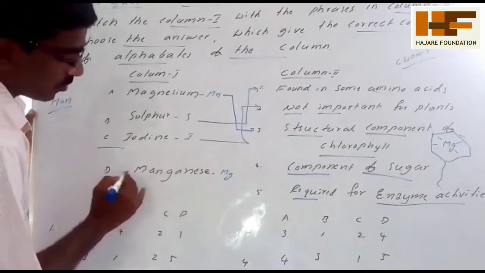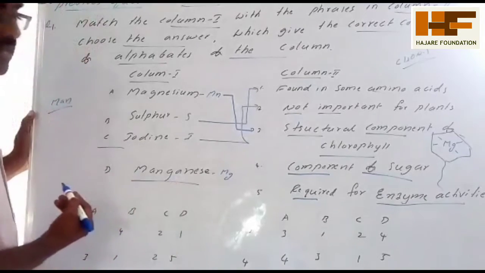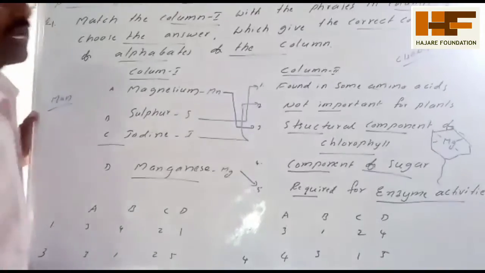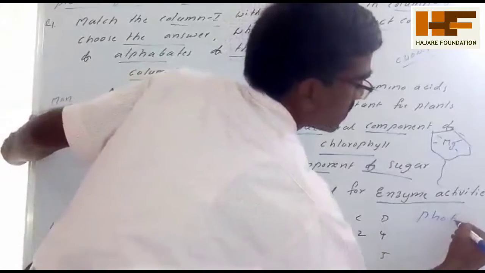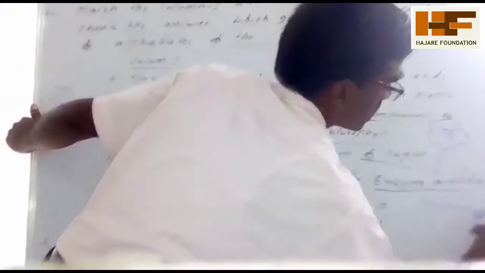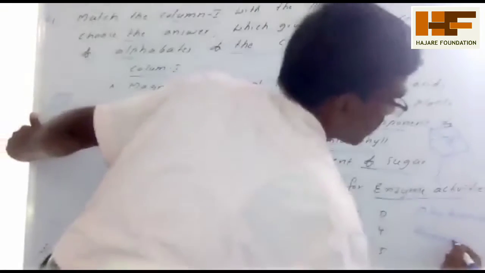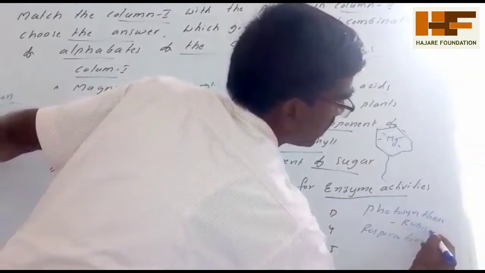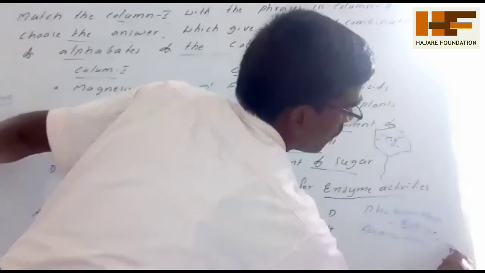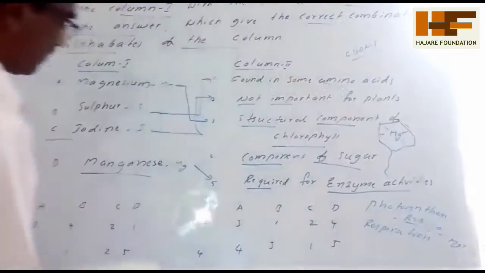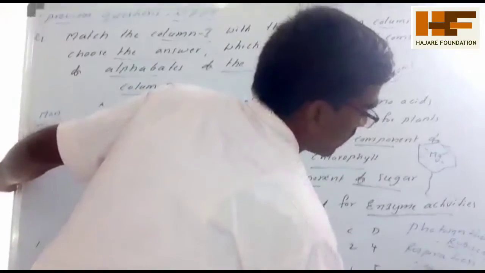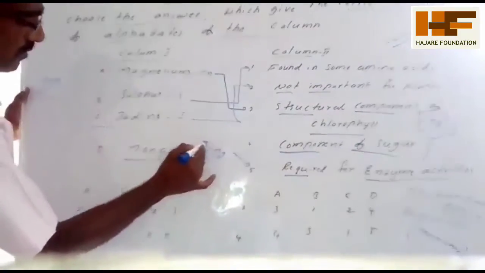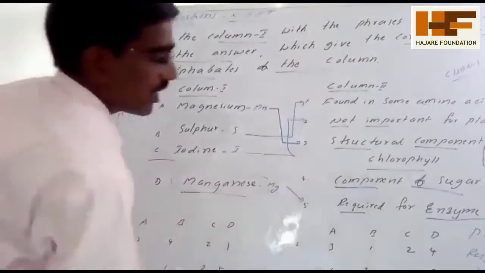And our fourth word is manganese. Manganese is important for the requirement of enzymes. I already discussed in the photosynthesis process as well as in the respiration process, various enzymes are activated. In photosynthesis, especially the Rubisco enzyme is in active form in the presence of magnesium or manganese, and in respiration, hexokinase and various enzymes become active with the help of manganese. So out of the given options, what is the right one?